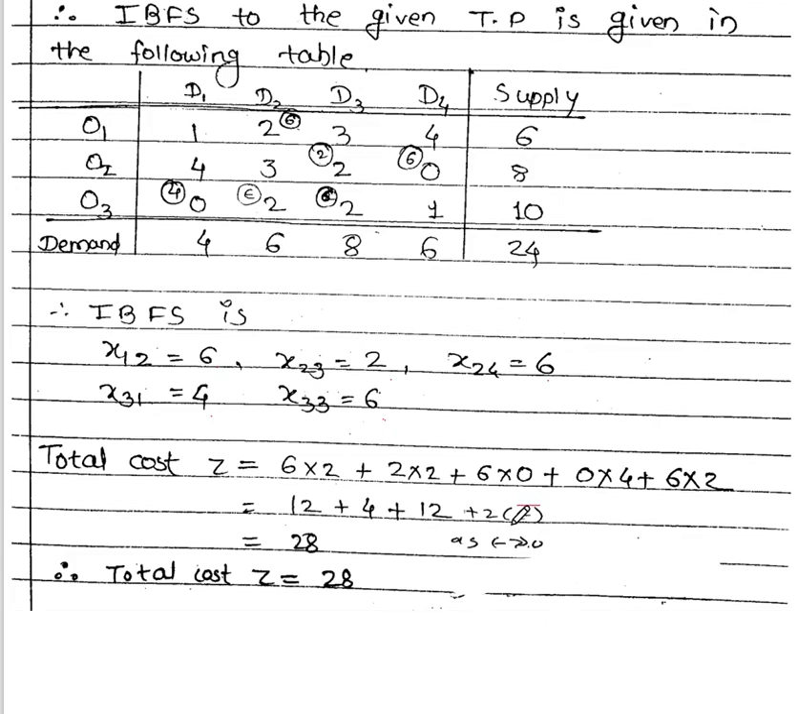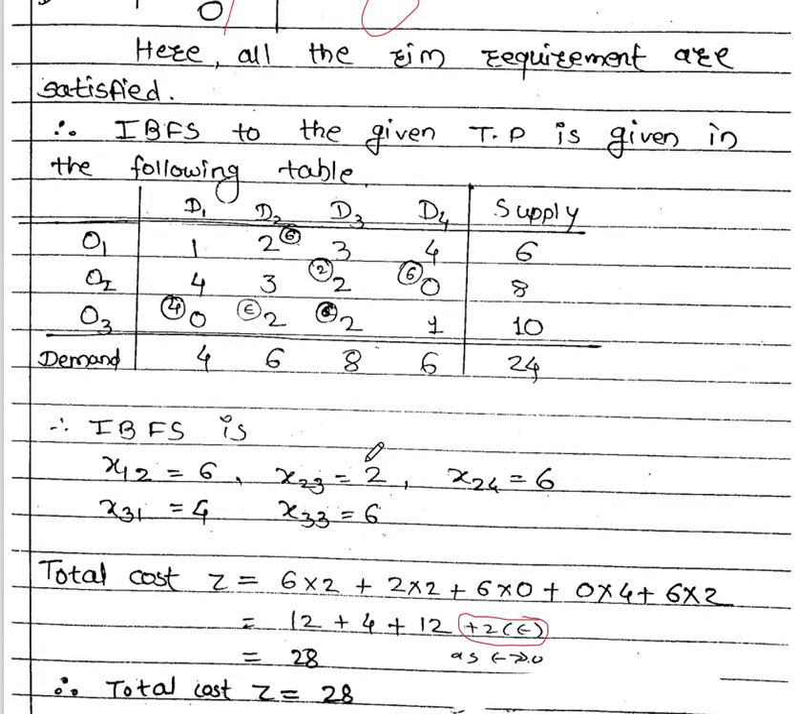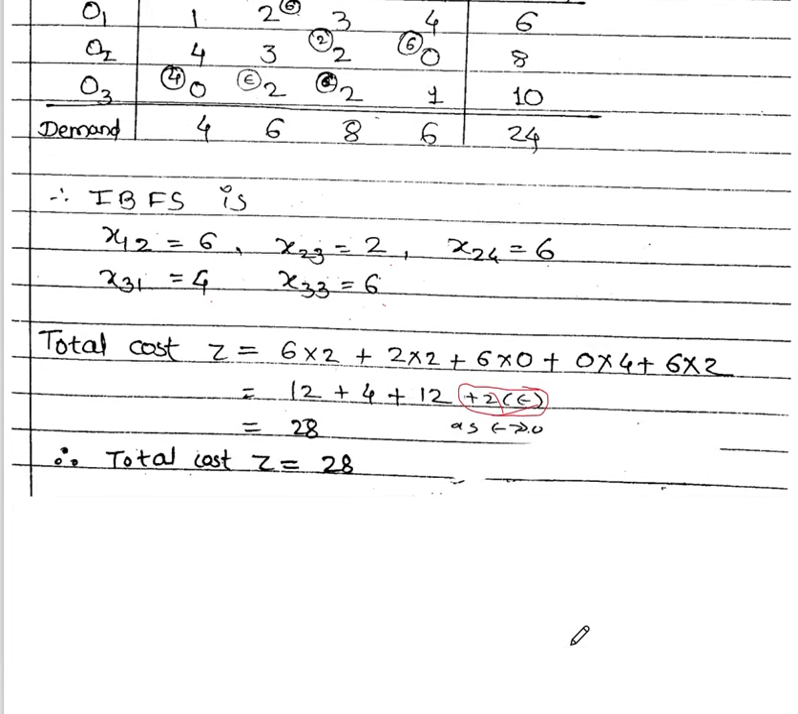So here epsilon tends to 0. I think here one allocation is greater. So in this way we can choose. So you can neglect this epsilon because this becomes 0. So you can find the total cost Z, that is 28.